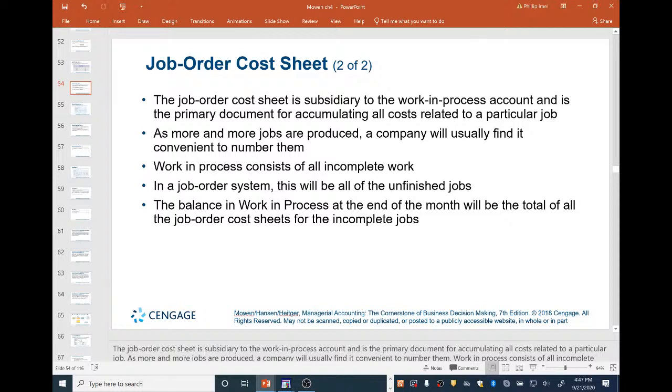Okay, it says here, as more and more jobs are produced, the company will usually find it convenient to number them. Obviously, we want to keep them numbered. Work in process consists of all incomplete work. We know that. In a job order system, this will be all the unfinished jobs. The balance in work in process at the end of the month will be the total of all the job order cost sheets for the incomplete jobs. So if we just sum up all the incomplete job order cost sheets, that's going to be the balance in work in process. Does that make sense to everybody?